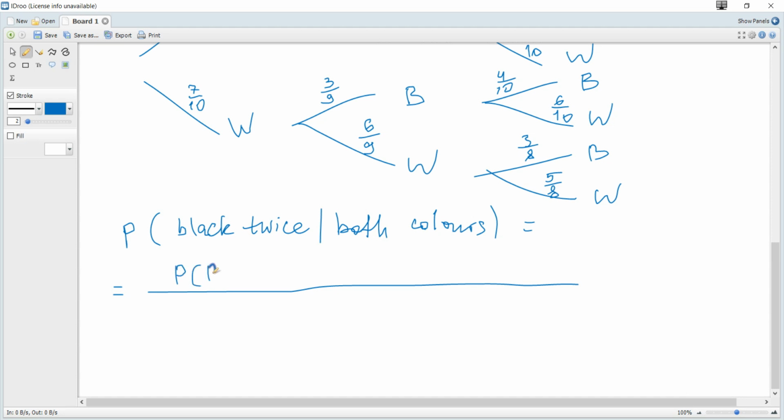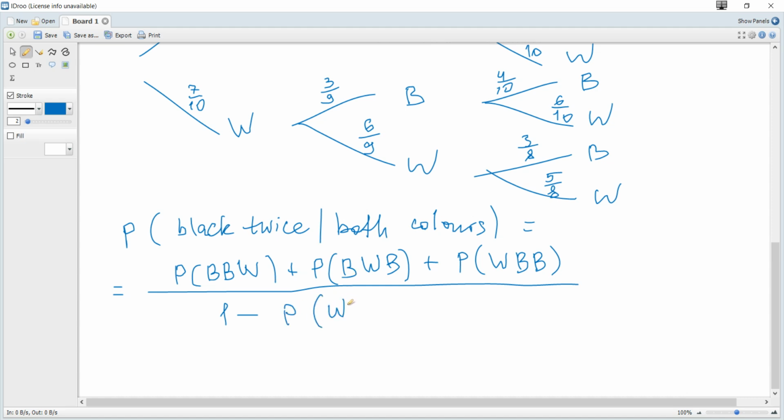It may be probability black, black, white, or probability black, white, black, plus probability white, black, black. And divided by the probability of this given, both colors. It can be calculated or represented as 1 minus the probability of unwanted events, and unwanted events are what? Same color. So 1 minus the probability of white, white, white, or black, black, black.